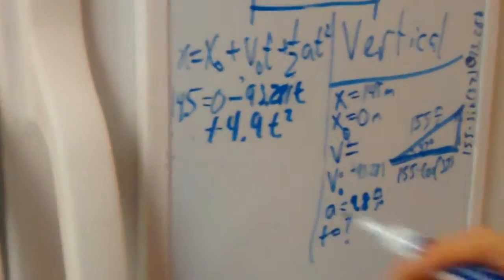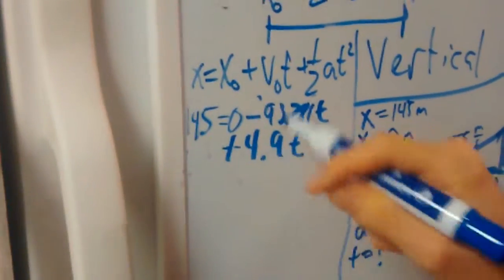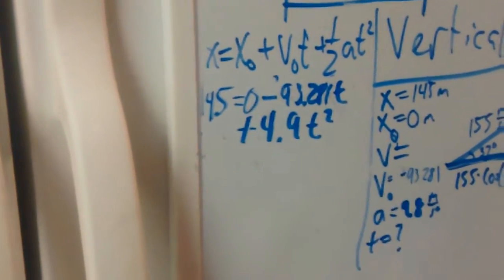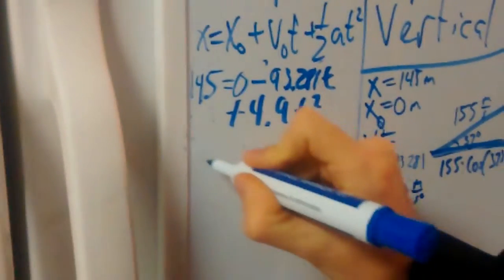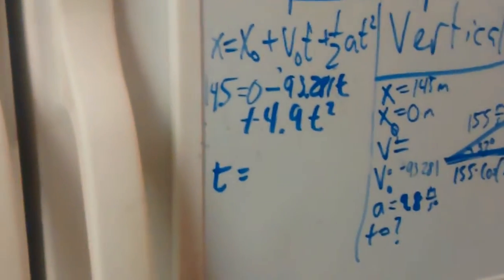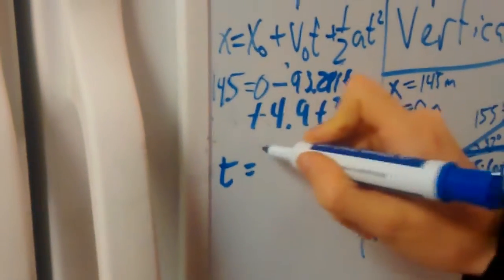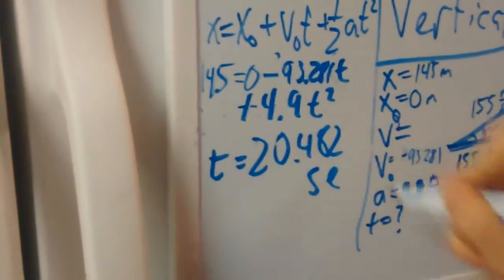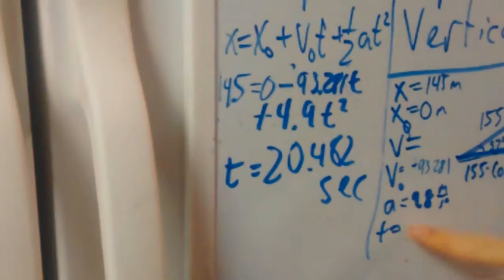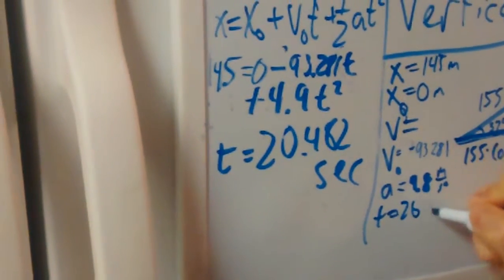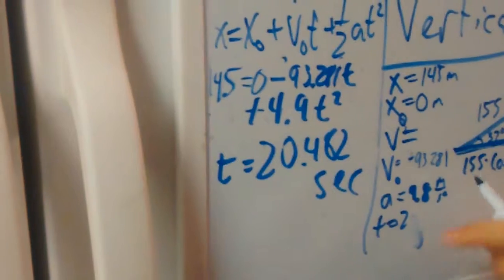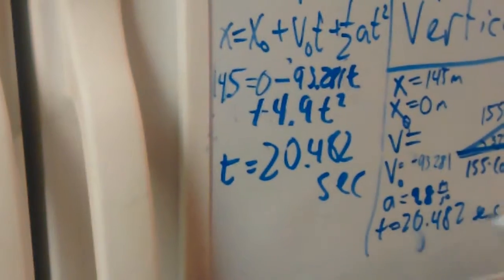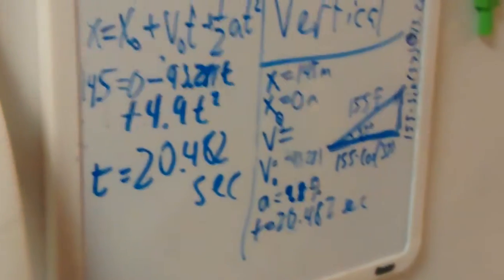Thankfully we're not going to have to go through solving for t. If you look at this, you'll have to rearrange the 0 and 145 to make this a quadratic equation. I already did that for you, and I can tell you that t is 20.482 seconds. So we did it. Instead of a question mark, we can be very sure of ourselves now and put 20.482 seconds.